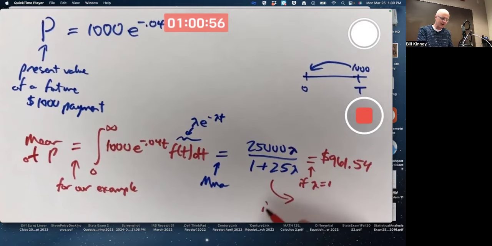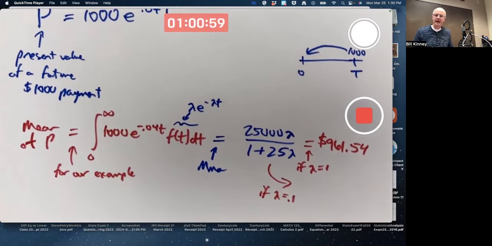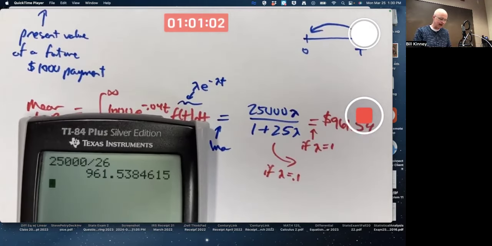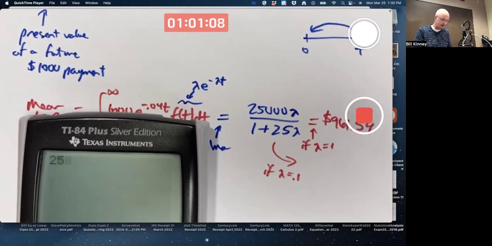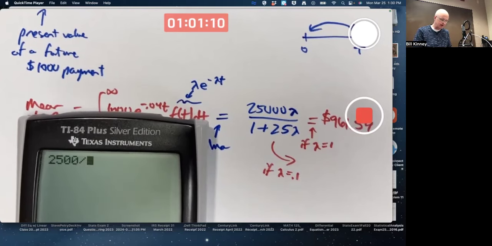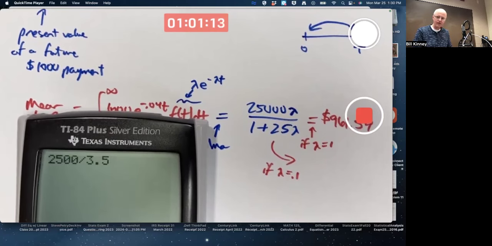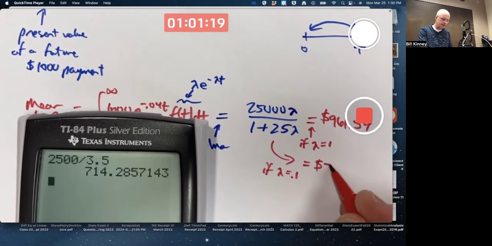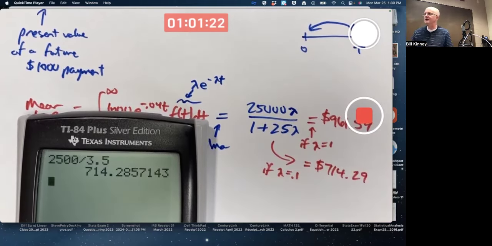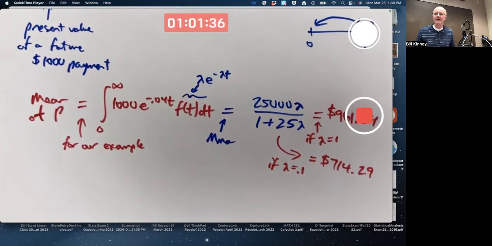If, as another example, they last longer, like 10 years, so that lambda is 0.1, we should not have to invest as much. 25,000 times 0.1 is 2,500. 25 times 0.1 is 2.5. We'll get 2,500 divided by 3.5, which is $714.29. If you know on average the refrigerators are going to last longer, like 10 years, you don't need as much money to invest now to grow to what you need to pay for all these people. This is an average. Okay, what's the hard way to do this?